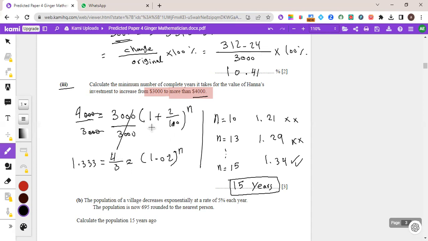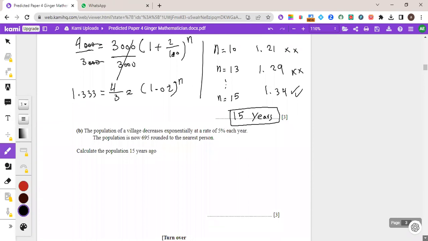Another way you can leave this amount as it is, as Ahmed said, and then you try to change n until you reach 4,000. So it will take some time until you reach 15. So try to be patient, or you can use the log if you like. Bravo. Thank you. Zena?